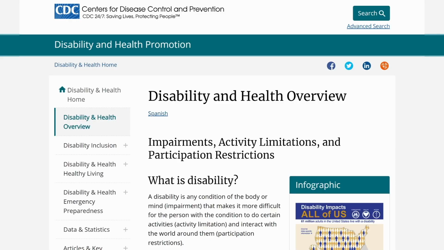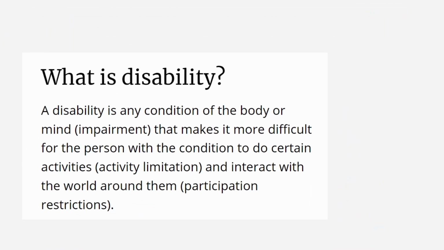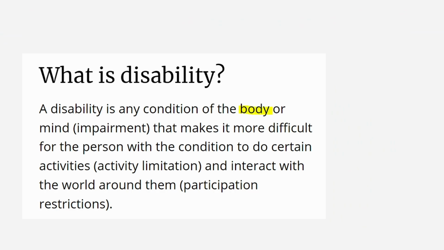Just kidding. Let's walk through step by step so you can fully understand why the status quo is so inaccessible. To begin with, let's make sure we understand disability in a very broad, general way. This is the Centers for Disease Control and Prevention, or CDC, and here's how they define disability. The CDC says a disability is any condition of the body or mind, impairment, that makes it more difficult for the person with the condition to do certain activities, activity limitation, and interact with the world around them, participation restrictions.